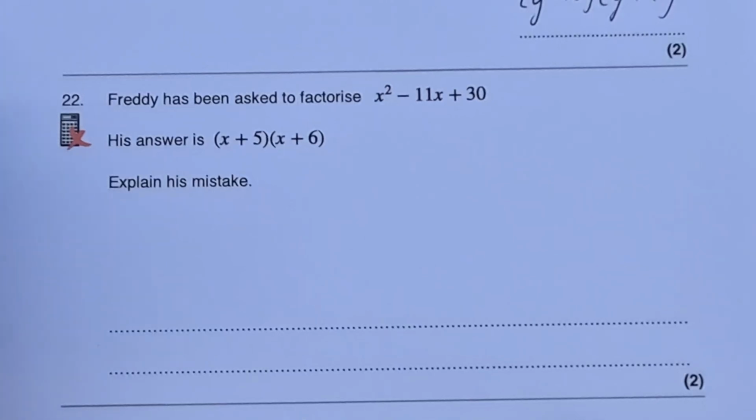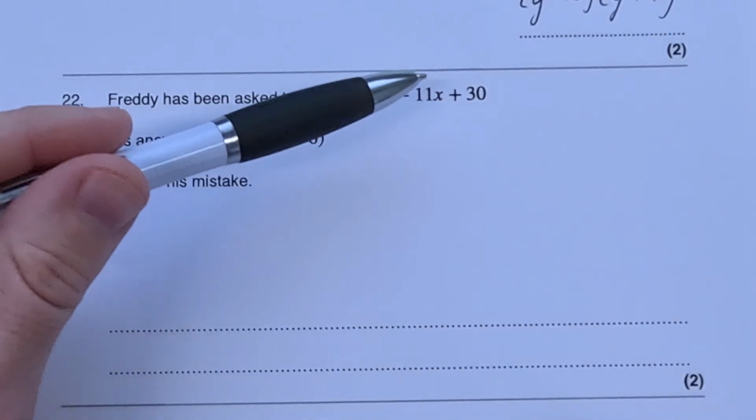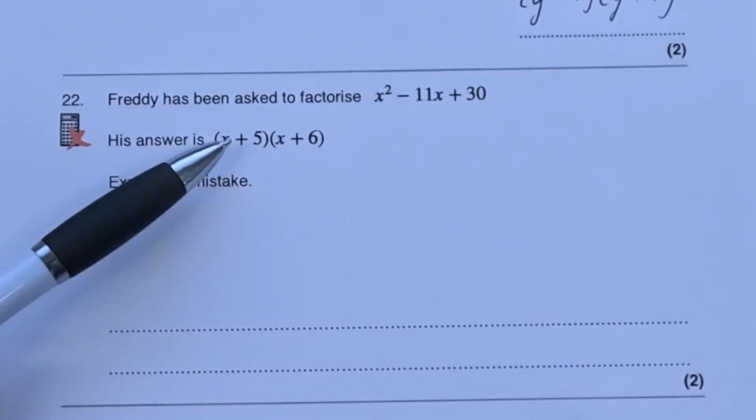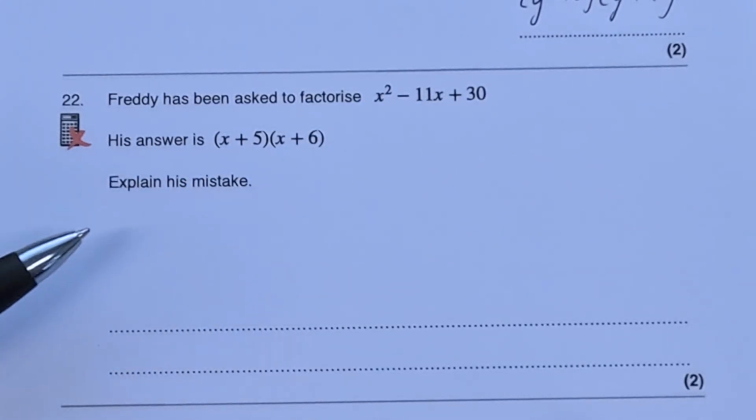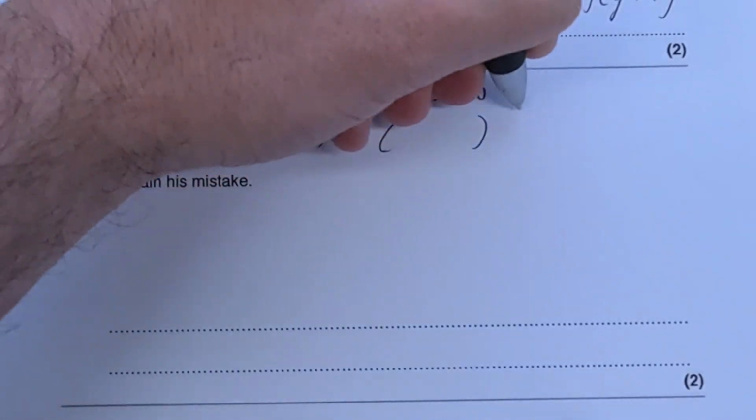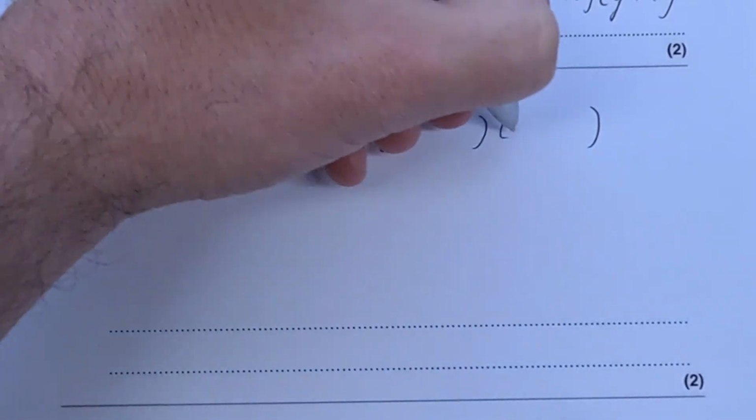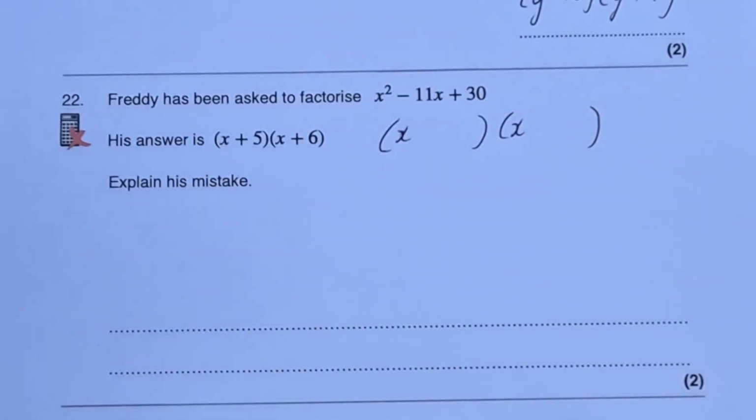Okay, so question number 22, we've been told that Freddie has been asked to factorise x squared minus 11x plus 30. And his answer is (x + 5)(x + 6). And we've been asked to explain his mistake. Okay, so we could expand these brackets, but actually I'm just going to factorise it and see what we get. The first thing I would do is put x's at the front of both brackets, and Freddie's got those, fantastic.